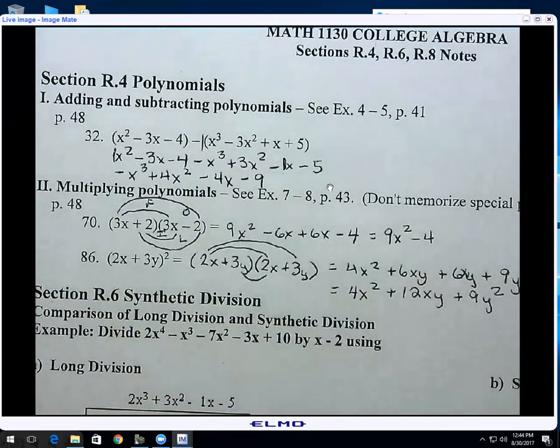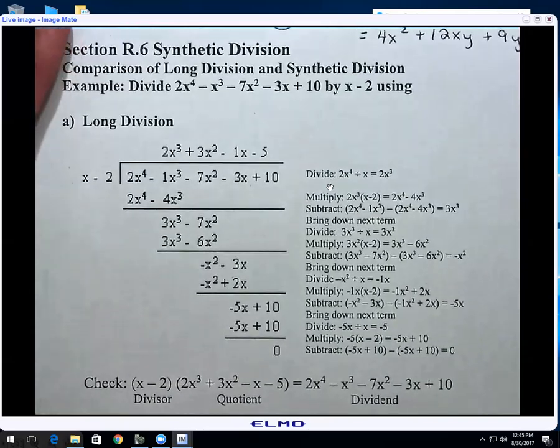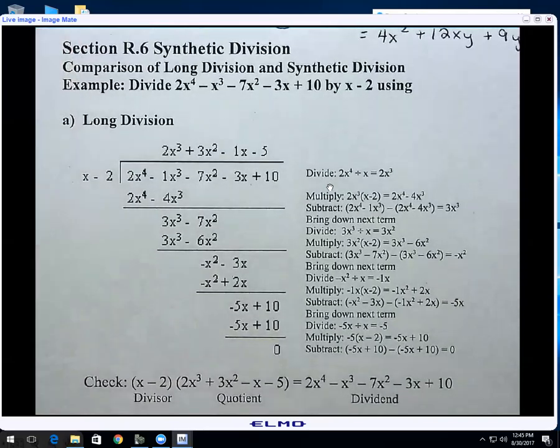All right. R.4, you only have a few problems in the homework from R.4 because it's way long time ago, 8th grade algebra. It's just combining like terms and multiplying polynomials. Division doesn't hit until R.6. So let's talk about division for a second. If I had to teach you long division, we couldn't cover 3 sections in one day.